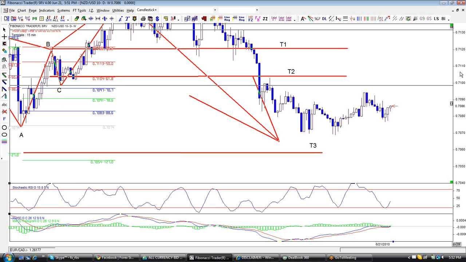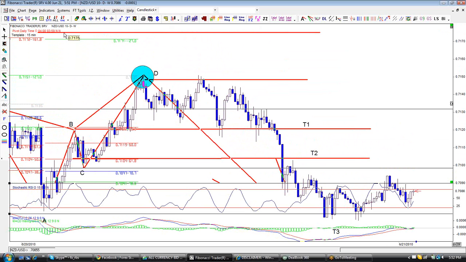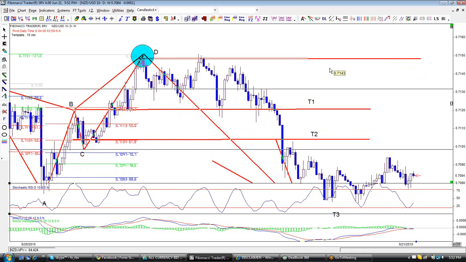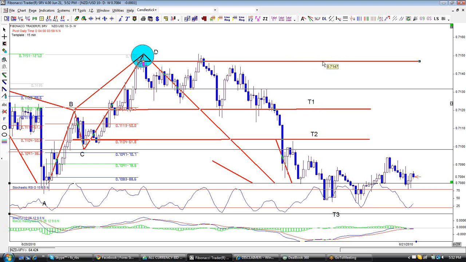Once target 1 is filled, we're going to move the stop from all the way up here to break even. Now, in case price bounces off this 382 and continues to trade bullish, we'll get stopped at break even. We won't lose money and we'll cash out the profit from target 1. Same with target 2. So once target 1 is filled, we move the stop to break even.